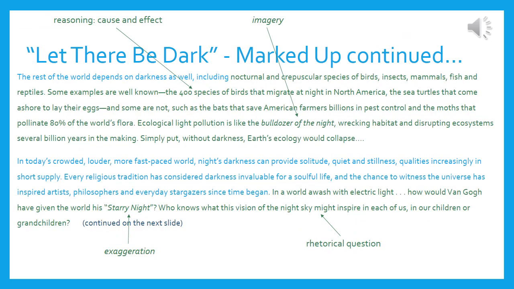On this slide, we see that Bogard used cause and effect reasoning, imagery, rhetorical questions, and exaggeration to be persuasive. So far, we've seen cause and effect reasoning and imagery used twice. I would keep these 2 in mind as potential candidates to use in your essay. On to the last chunk of the passage.